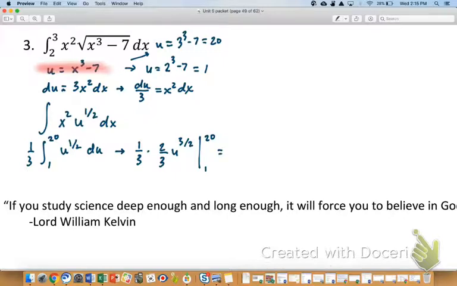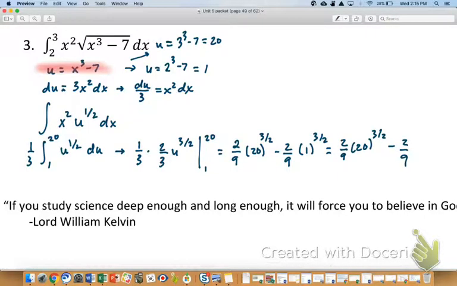This would then equal 2/9 times, I don't have a clue what that is, I'm just going to write it like that, minus 2/9 times 1 to the 3/2. So I can clean this up a little bit. I could just write it as 2/9 times 20 to the 3/2 minus 2/9. But absent a calculator, that's about as far as I care to go. The truth is, if I had a calculator and I was doing this, I would do something entirely different, which you guys will learn about soon. Which is actually Math 9.